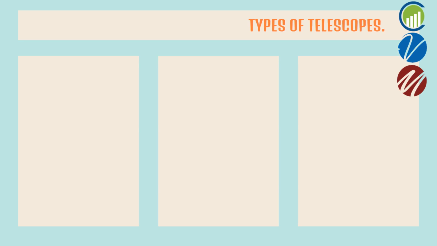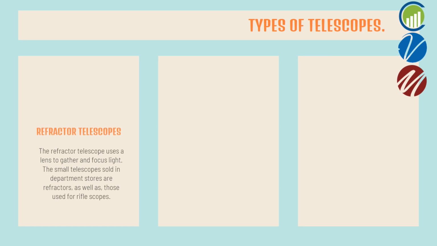Types of telescopes. There are very many different types of telescopes. For example, the refractor telescopes. The refractor telescope uses a lens to gather and focus light. The small telescopes sold in department stores are refractors, as well as those used in riflescopes. And this is an example of a refractor telescope.